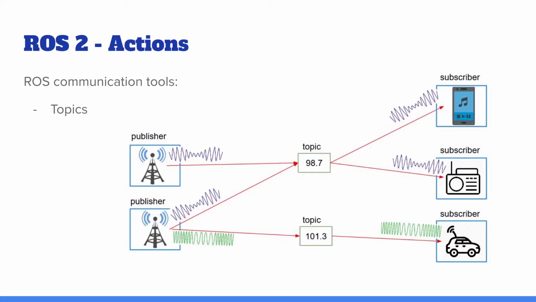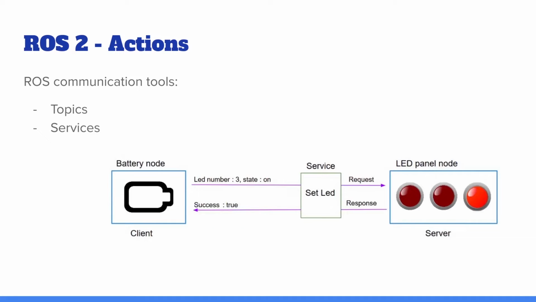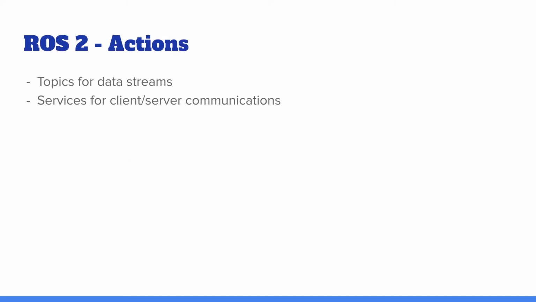Then the second communication feature is ROS services. The ROS service is basically a client-server system. The client sends a request to the server, which executes or computes something, and returns a response to the client. To put it in a nutshell, you will use topics for sending data streams and services for client-server communications. So that should be all, right? What else could we need?